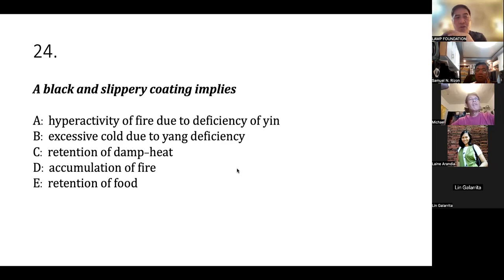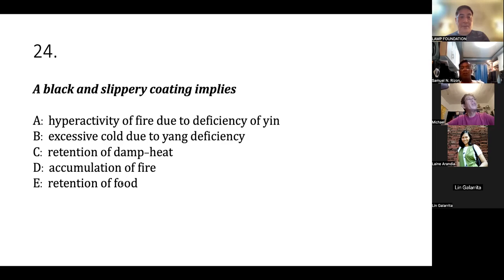Ano ba itsura ng tongue pag accumulation of fire? Dry, yung with red thorns. Ito po yung yellow coating, di ba? Red coating na po siya. So, ang cold pala, pwedeng maging black. Excessive cold pag excessive black. Let's go to number 25.